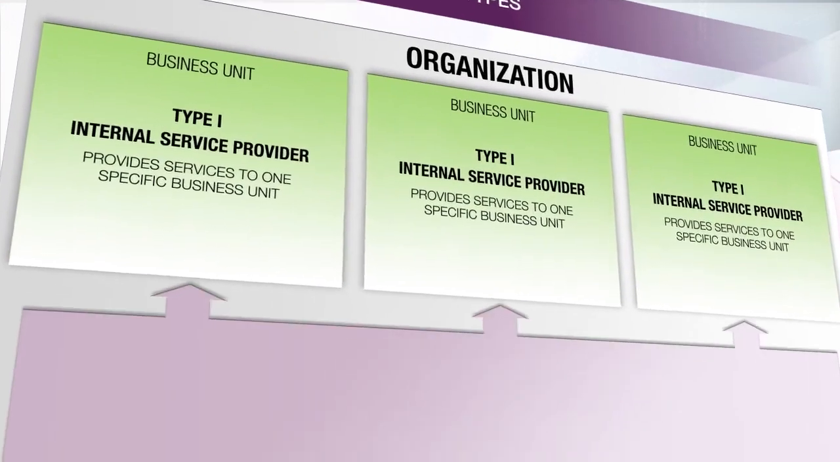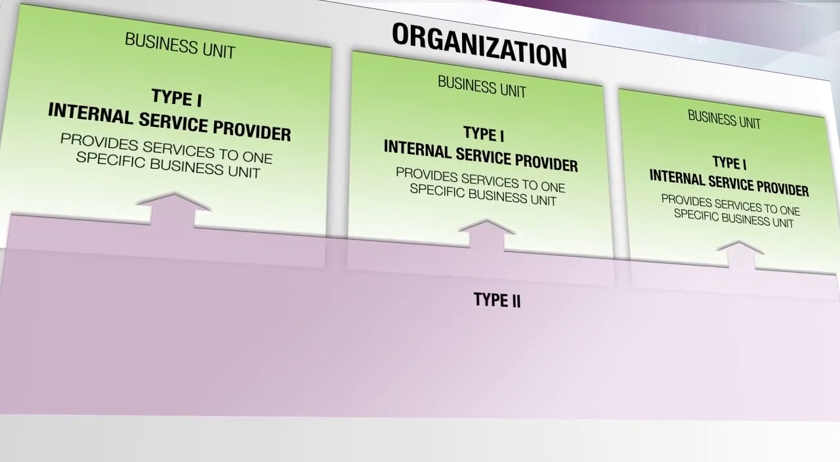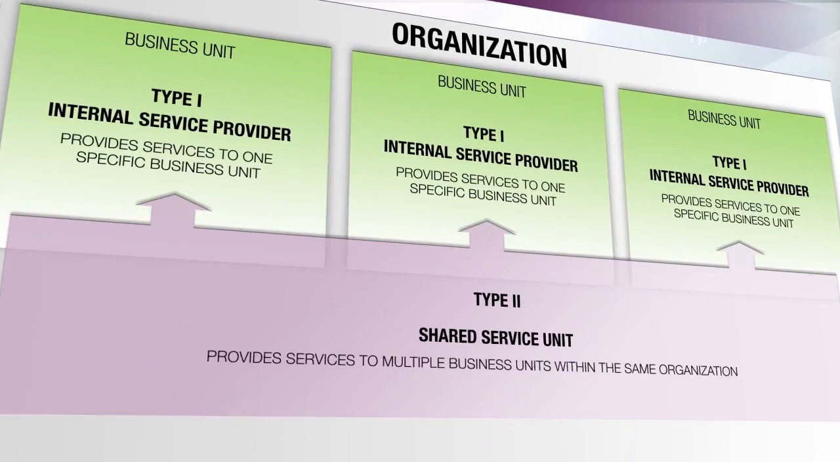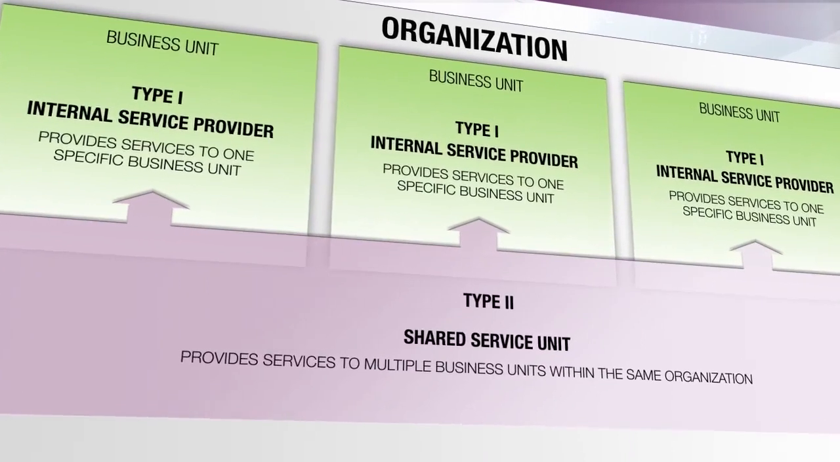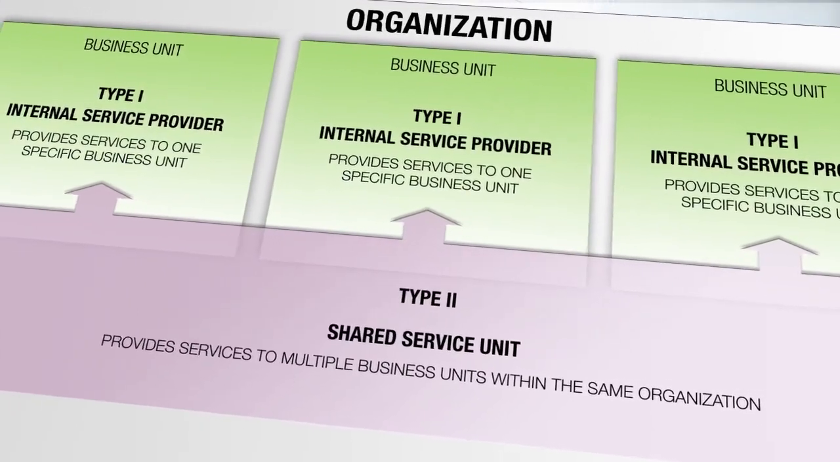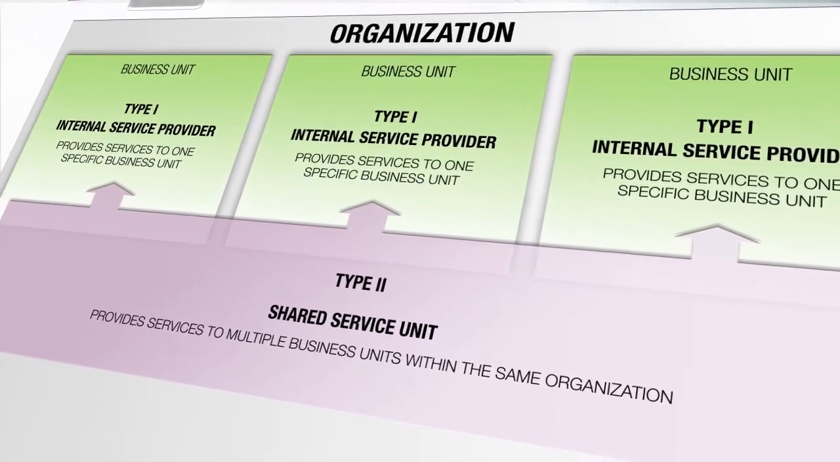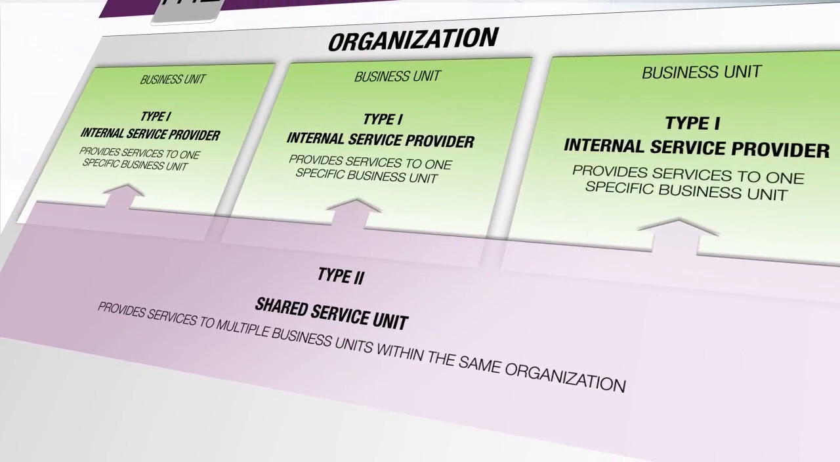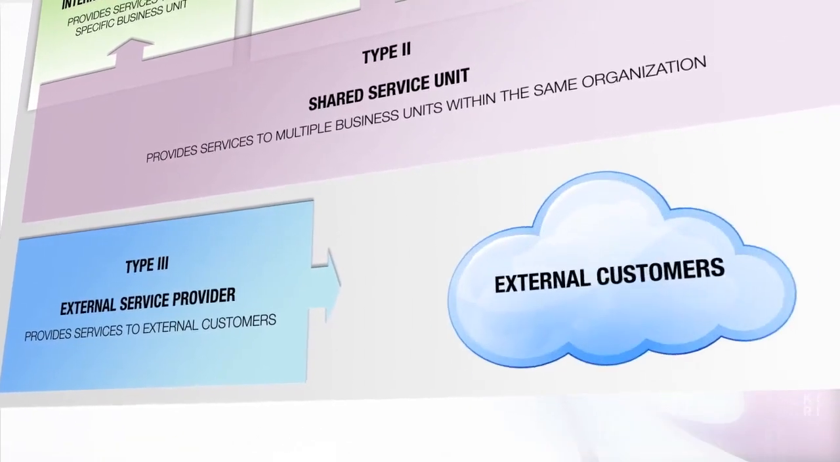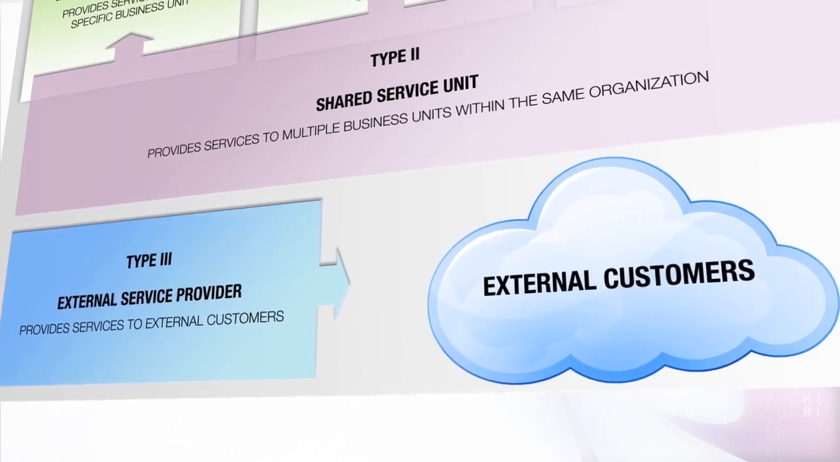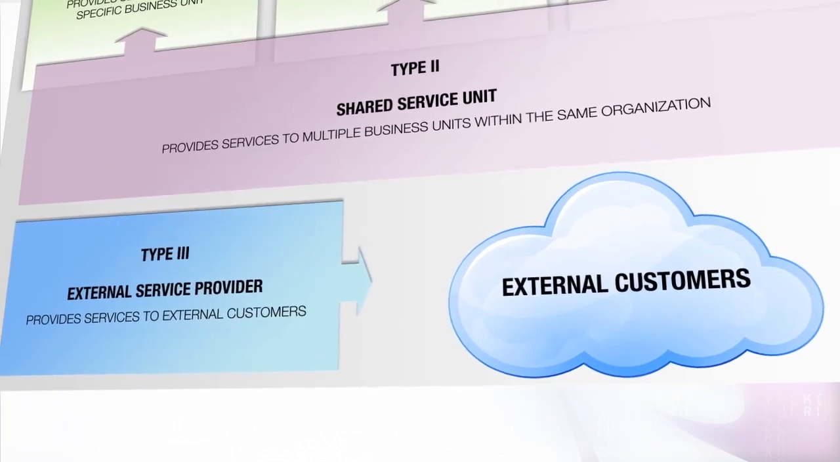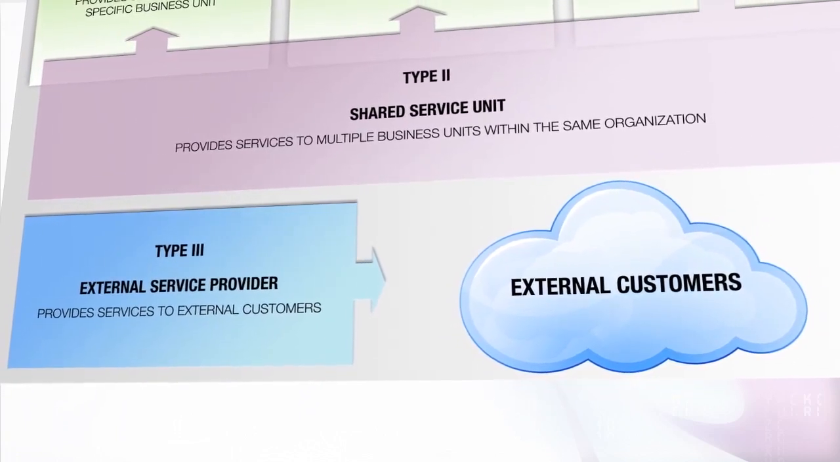Type 2 is also an internal service provider, but provides shared IT services to more than one business unit. For example, this may be a shared service desk supporting several brands which share common logging systems. Type 3 is an external service provider that provides IT services to external customers. For example, this may be the outsourced weekend support for all brands.